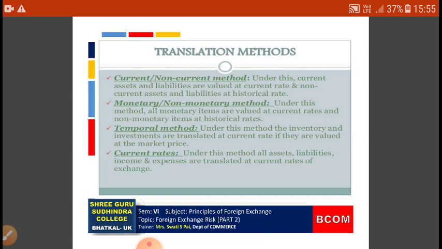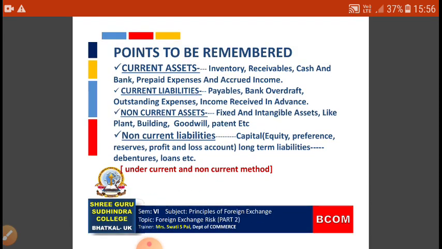Now we'll understand what are the current assets, current liabilities, non-current assets, non-current liabilities, and which are the monetary items and non-monetary items. You have to remember this when you are solving the problems. So which are the current assets? Current assets are inventory, receivables, cash and bank, prepaid expenses and accrued income. Which are the current liabilities? Payables, bank OD, outstanding expenses, income received in advance.